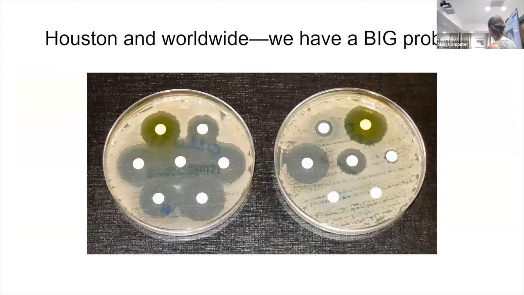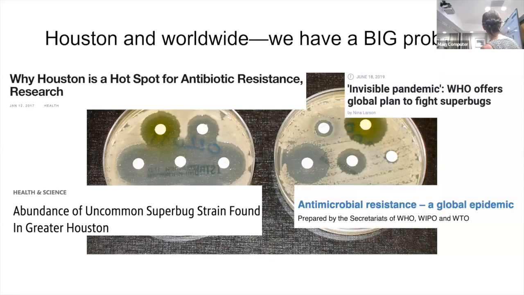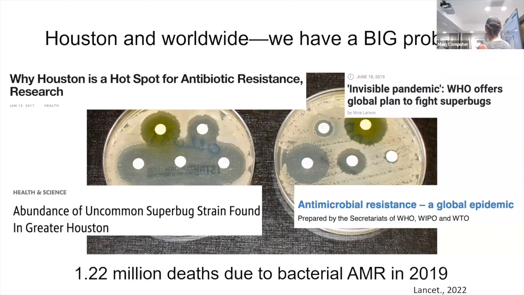And we have big problems. To say Houston, we have a problem. Yeah, we have a problem. Drug resistance, of course. Houston was a hot spot for antibiotic resistance. They have lots of superbugs there, but the whole world really has superbugs. The WHO used to call this an invisible pandemic. They call this a global epidemic. And the numbers are really telling us this too. 1.22 million deaths due to bacterial AMR in 2019.